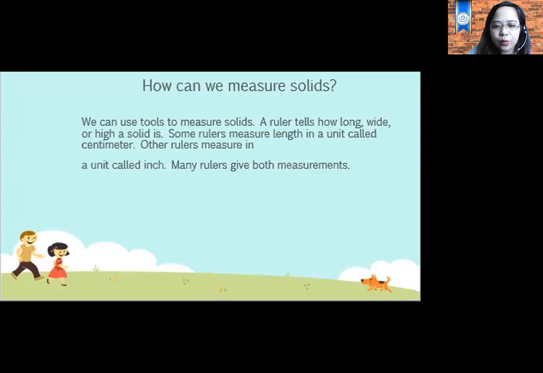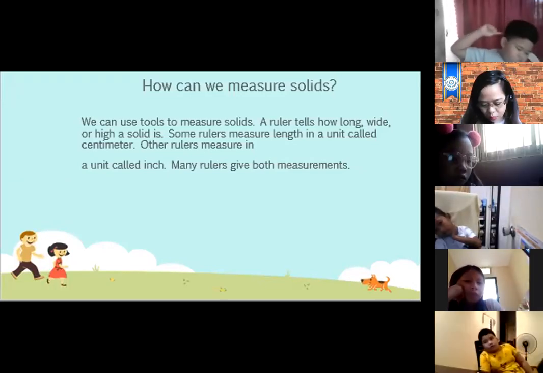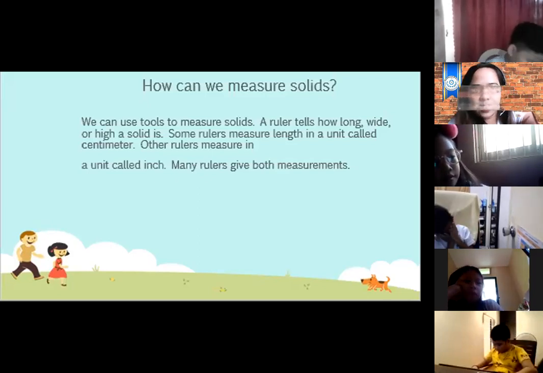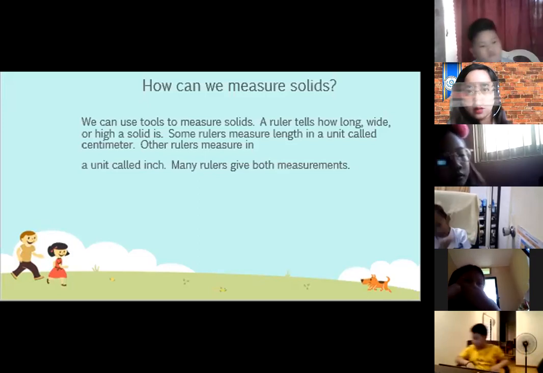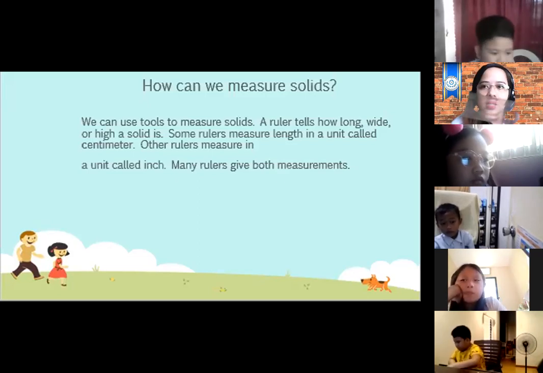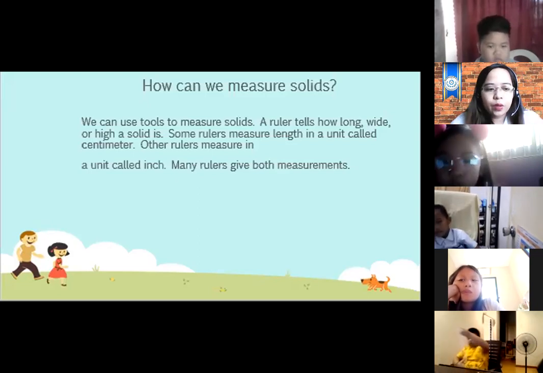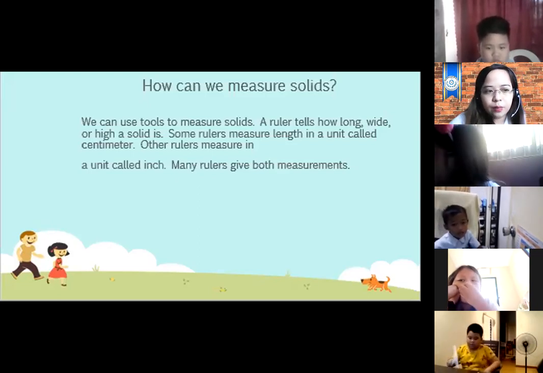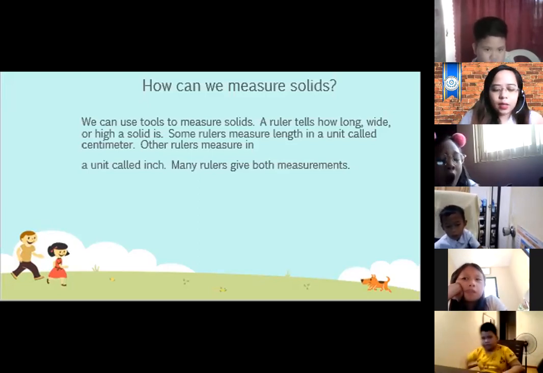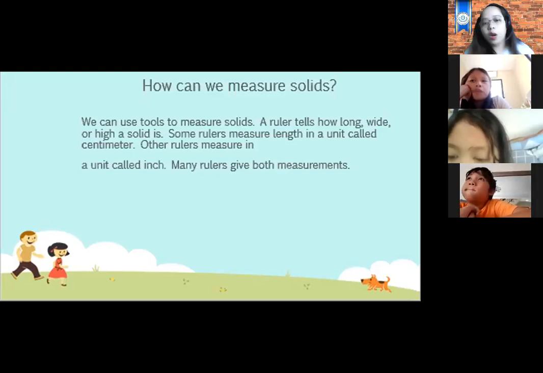If you get a ruler, you can actually see lines, right? Can you see the lines right there? So the lines, as you can see here, if you start with 0, there is an inch, and below on the opposite side, there is a centimeter. So we use that in measuring the objects.